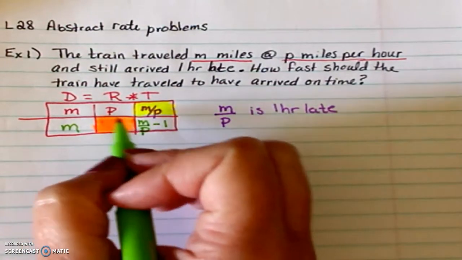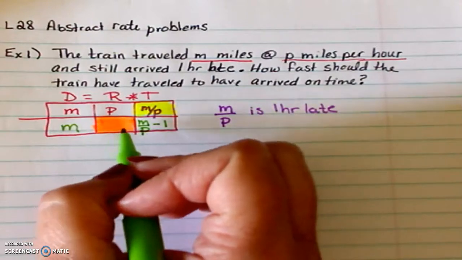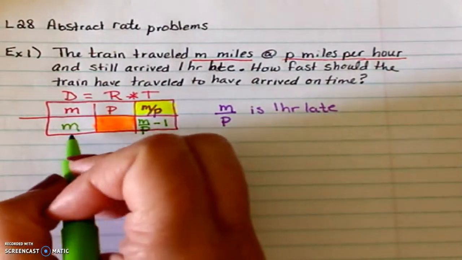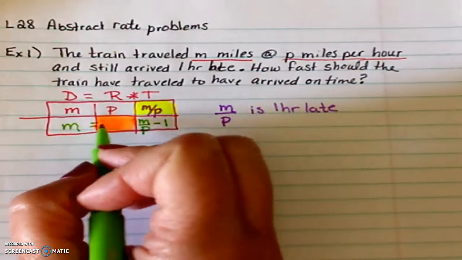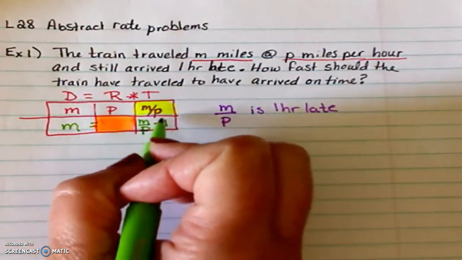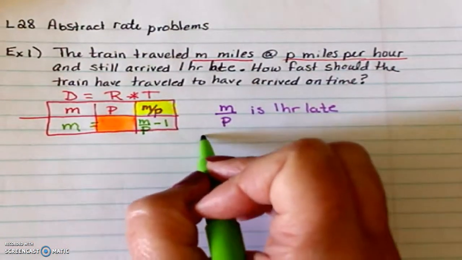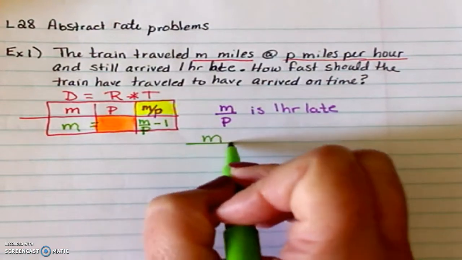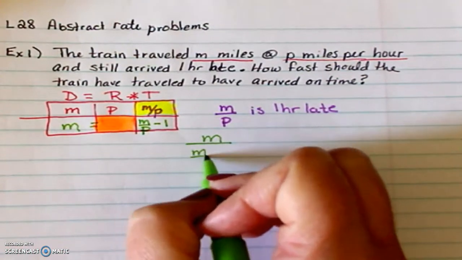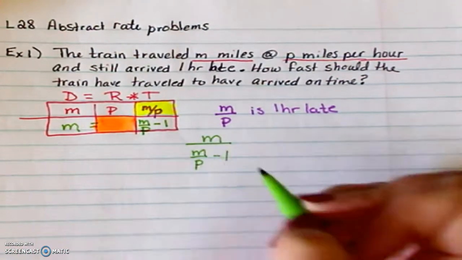And now I am looking for the rate, or this orange box. So I know that my distance is equal to my rate times my time. So to get rid of it, I need to divide. So to solve for that rate I would have to travel, I would need to take my distance and divide by my time.